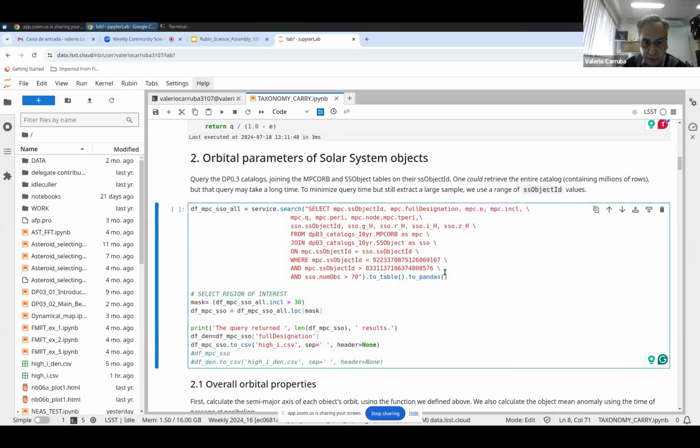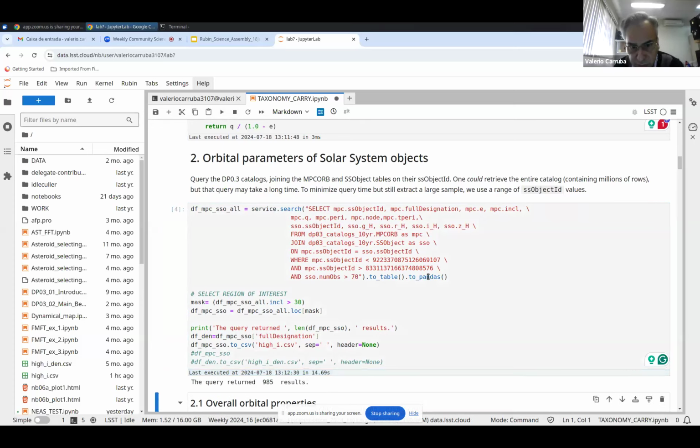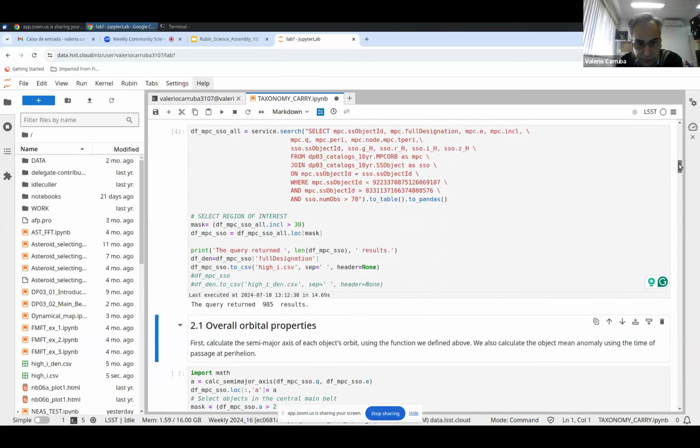Okay, here we are importing data from the minor planet tables and the solar system object tables. We are using a small sample of objects to avoid very long queries. So this should hopefully run in a few seconds. And we are including orbital properties and, of course, physical properties like the colors in various bands, so that we can actually perform the classification based on the photometric model of DeMeo and Carry. So we run these queries.